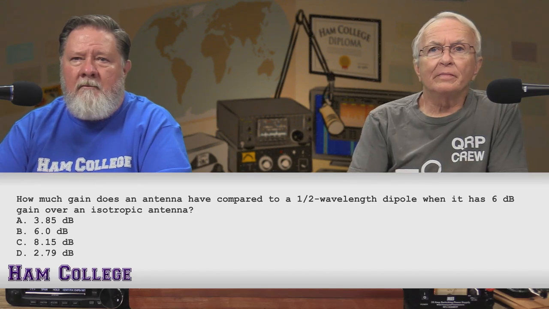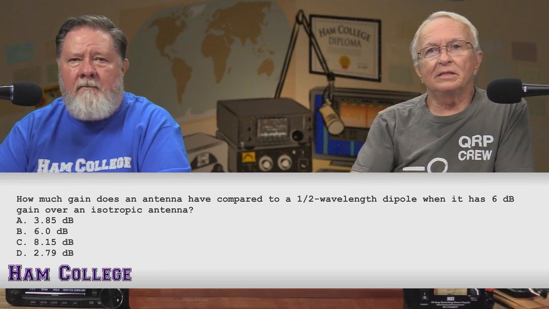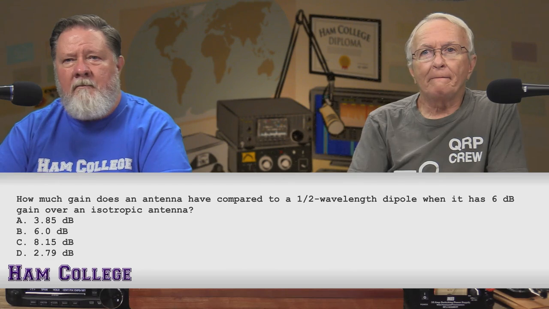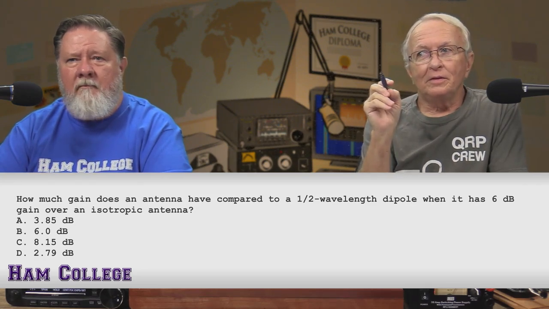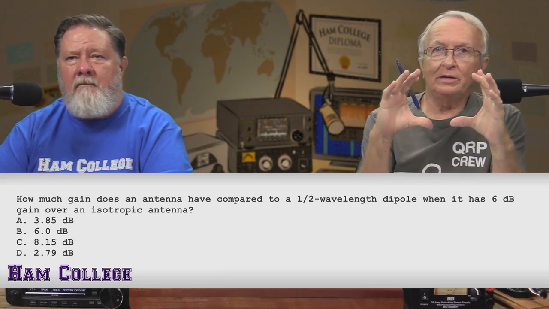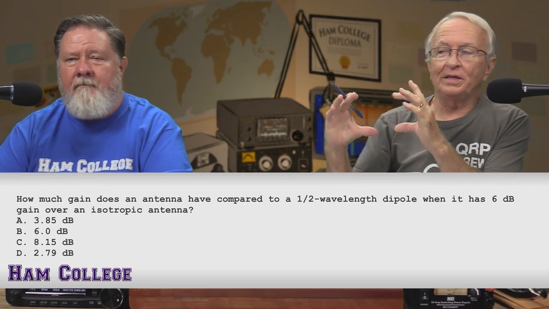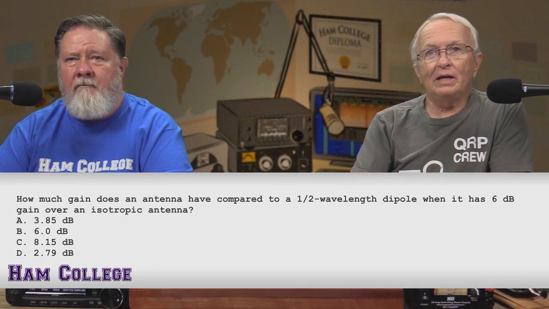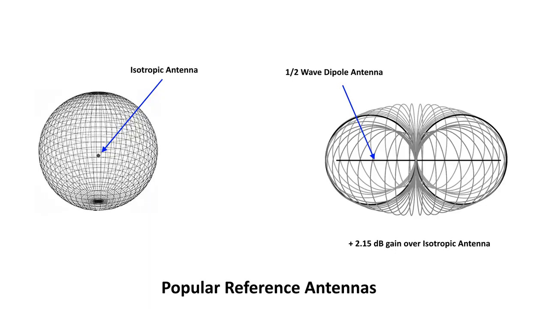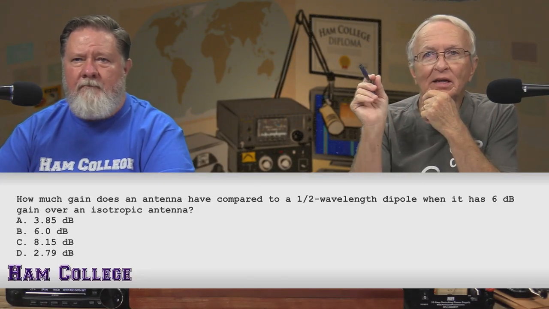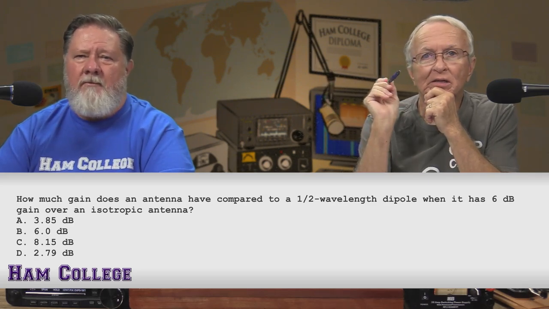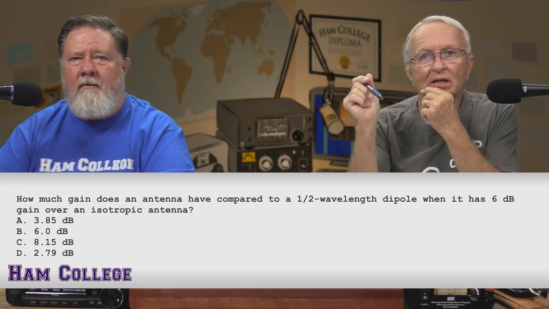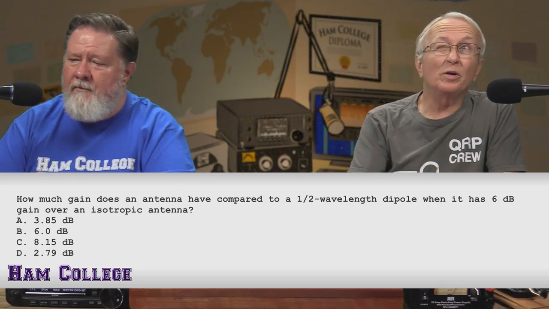All right, if I've got an antenna that has 6 dB gain over an isotropic antenna, that would be 6 dB. But I happen to remember earlier, when we were talking about the isotropic radiator with the Slinky, and then the half-wave dipole with the Slinky, the half-wave dipole has 2.15 dB gain over an isotropic. So this antenna is going to have 2.15 dB less if we're comparing it to a dipole than an isotropic. So roughly that's going to make it 3.85. That makes sense, because we're comparing it to the dipole.